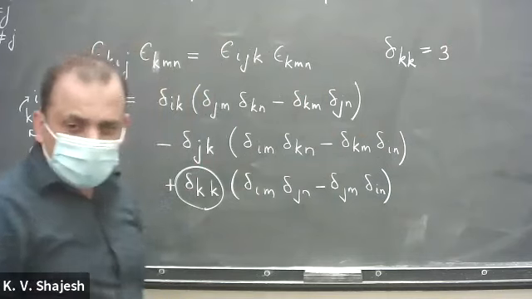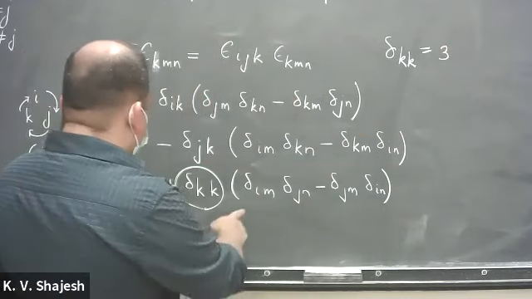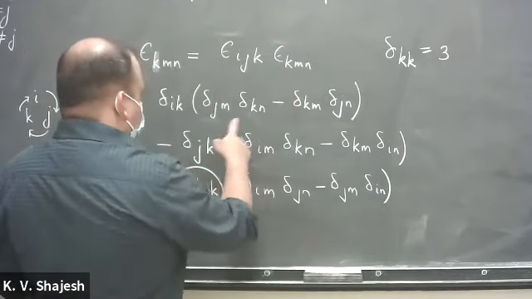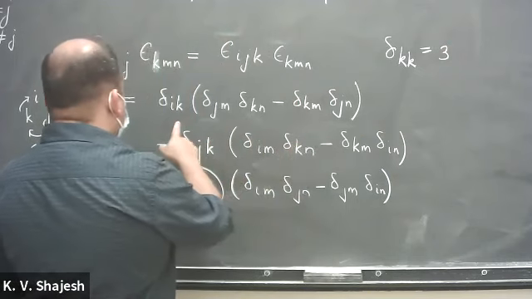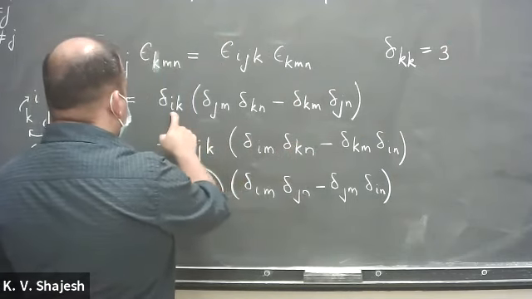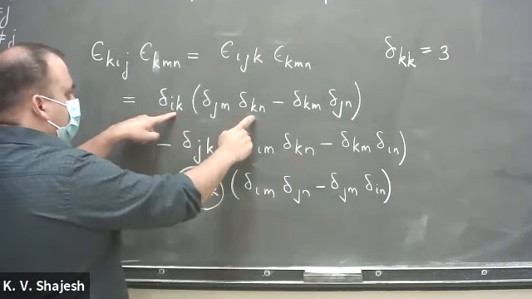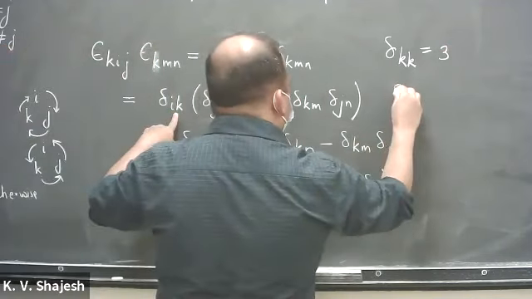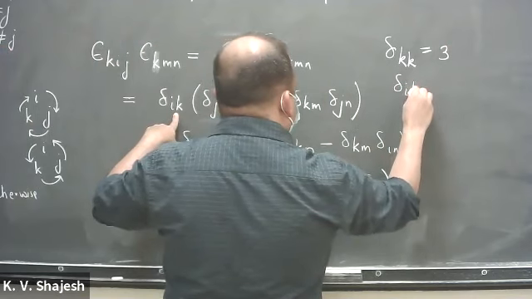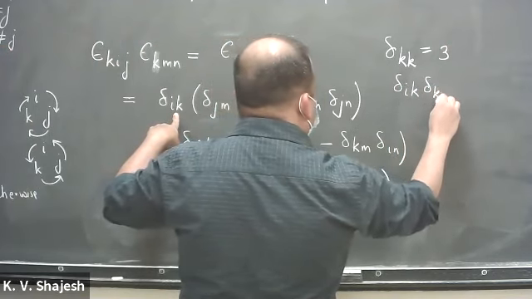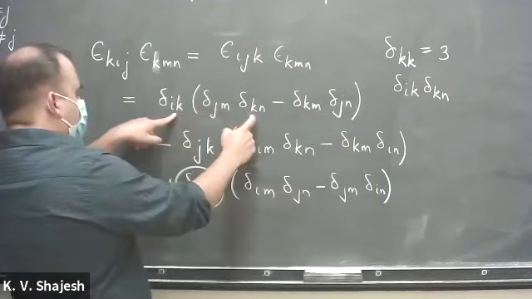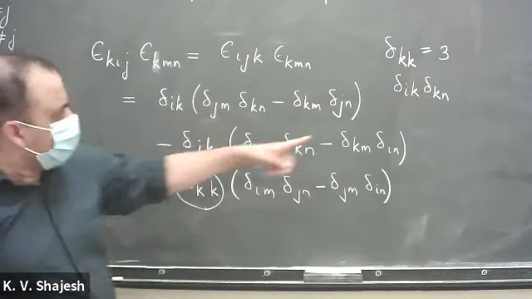And let's do one more thing here. Let's see if there are any immediate products. When you multiply this delta ik, delta kn, so this is delta ik times delta kn, there is this combination here. What is that equal to?